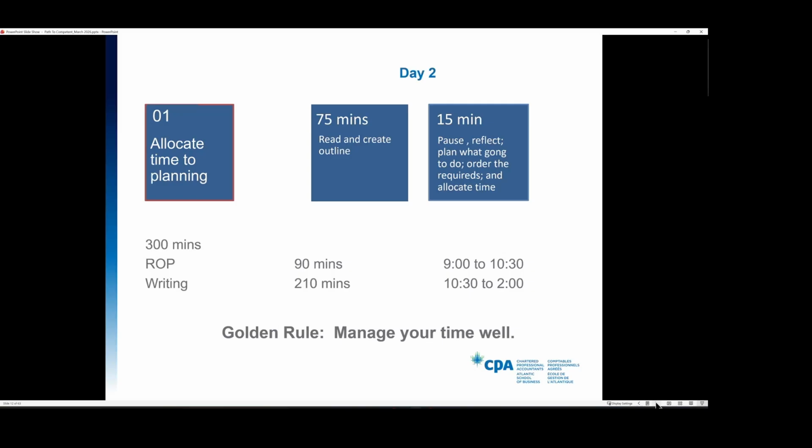Roughly, of that total of 90 minutes, 75 minutes is dedicated to reading the case and creating your outline. The other 15 minutes is the time you're spending planning: ordering your requireds and allocating your time. The remaining 210 minutes, you're going to turn that outline into your response.